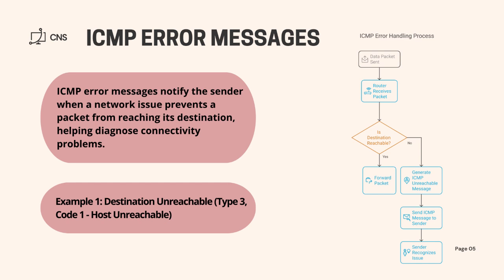This is the ICMP error handling process. First one is a data packet sent by a sender. Then that data packet is received by the router. Router checks its reachability, that is, whether the destination is reachable or not. If the destination is reachable, it forwards that packet to the destination. But if it is not reachable, then it generates the ICMP unreachable message. That message is again sent back to the sender, and the sender recognizes the exact issue, that is why the destination is not reachable. So this is the typical flow of the ICMP error handling process.